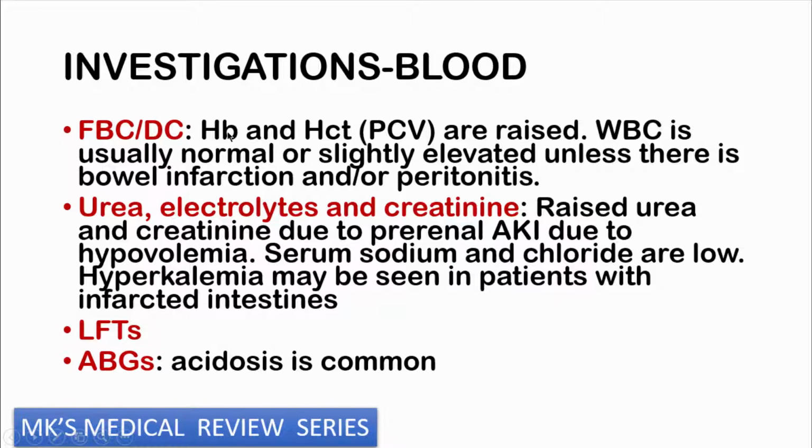This is a patient that may be going to theater. The hematocrit here or the PCV may be raised because of dehydration. Then of course the white blood cell count may be normal or slightly elevated if there is a bowel infarction or peritonitis. Urea, electrolytes, and creatinine: there may be a raised urea and creatinine because of this pre-renal acute kidney injury that is due to the hypovolemia.